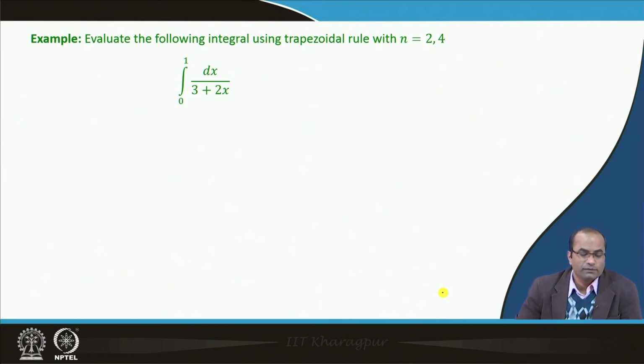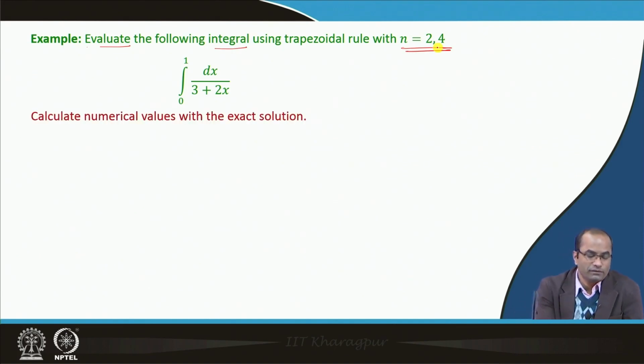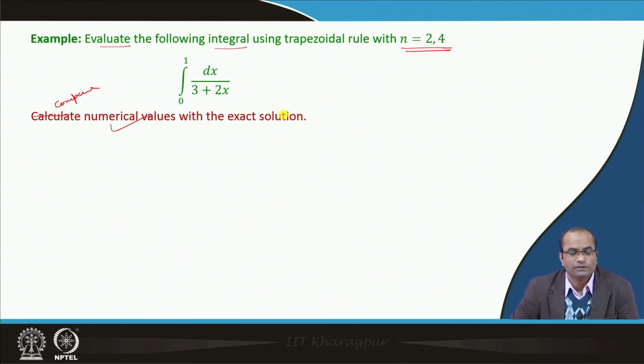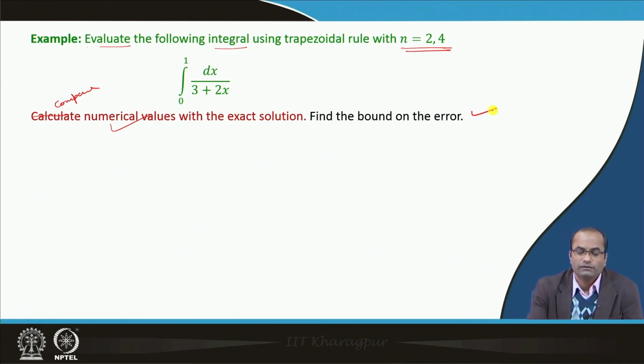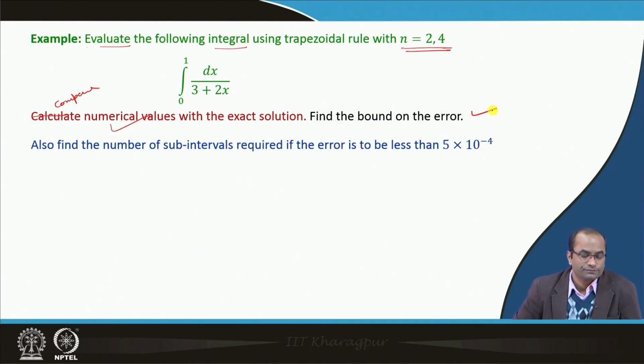So, we will do some numerical example now, or at least this one. Here we have to evaluate the following integral using the trapezoidal rule, taking n equal to 2 and n equal to 4. First we will take 2 intervals, then we will go with 4 intervals, and then compute the numerical values and compare them with the exact solution, and then finally we will find the error bound on the error. Also find the number of sub intervals required if the error is to be less than 5 into 10 raised to the power minus 4.